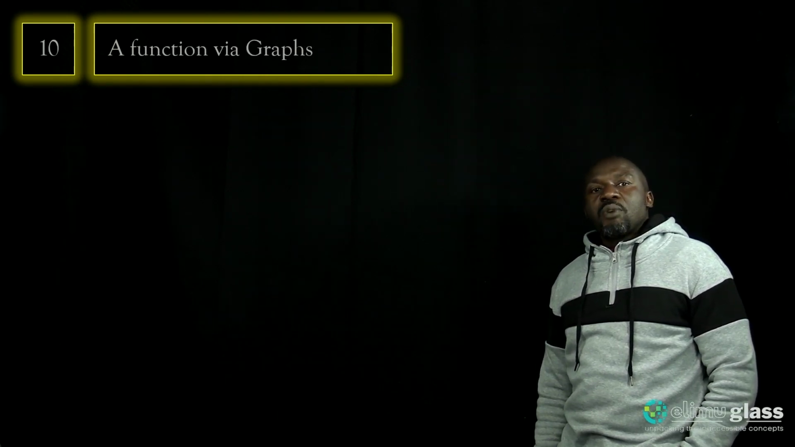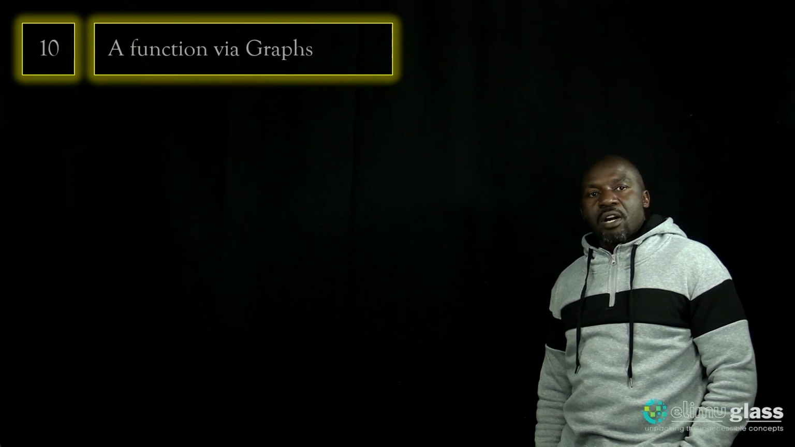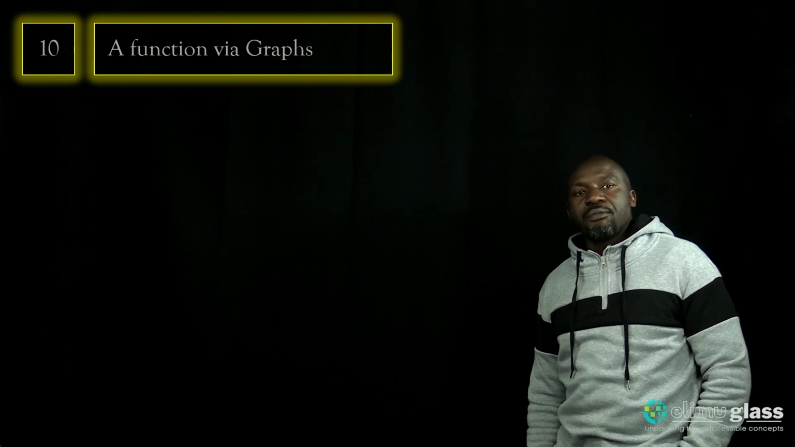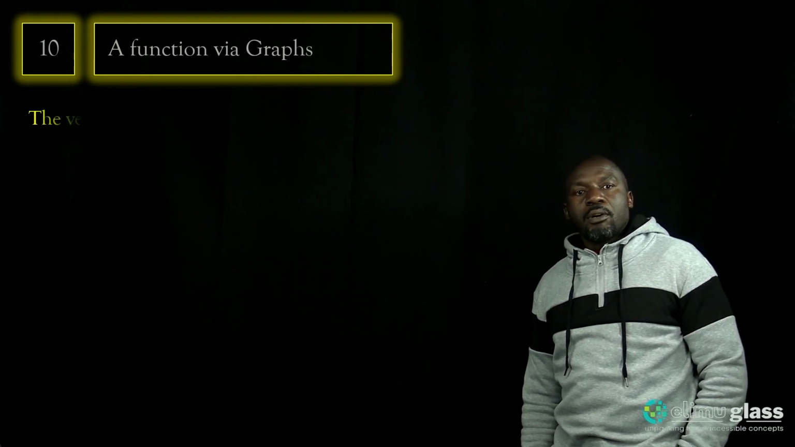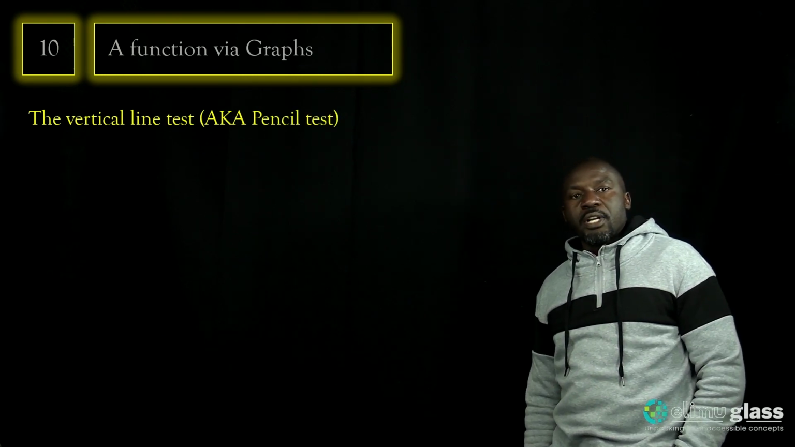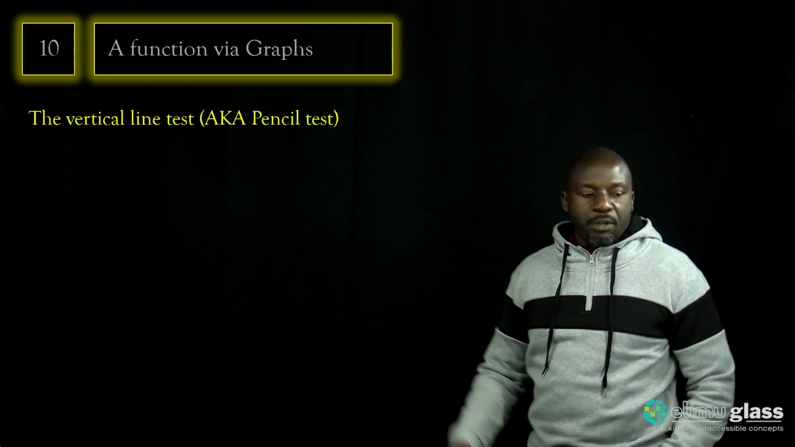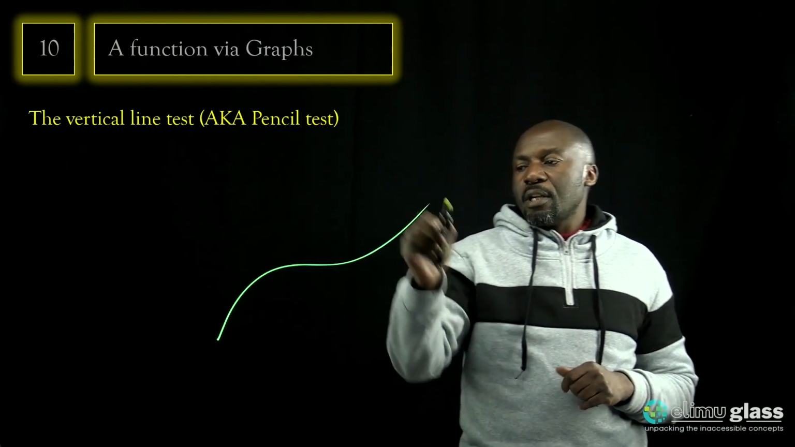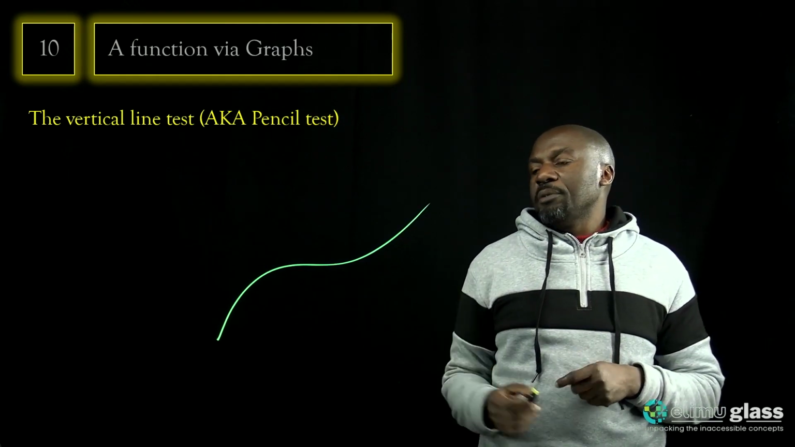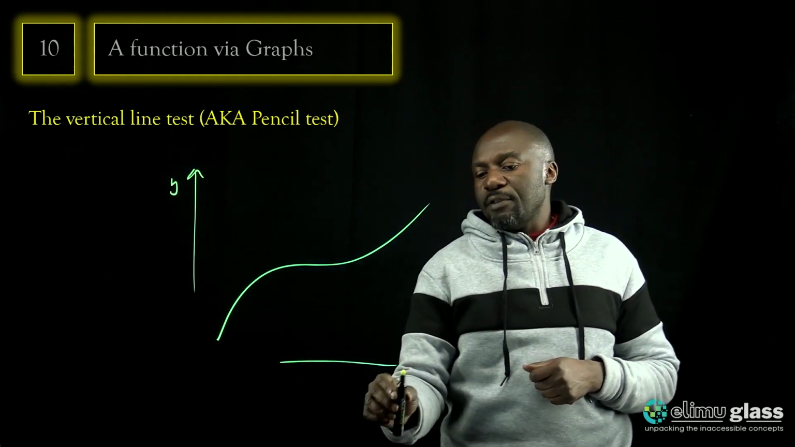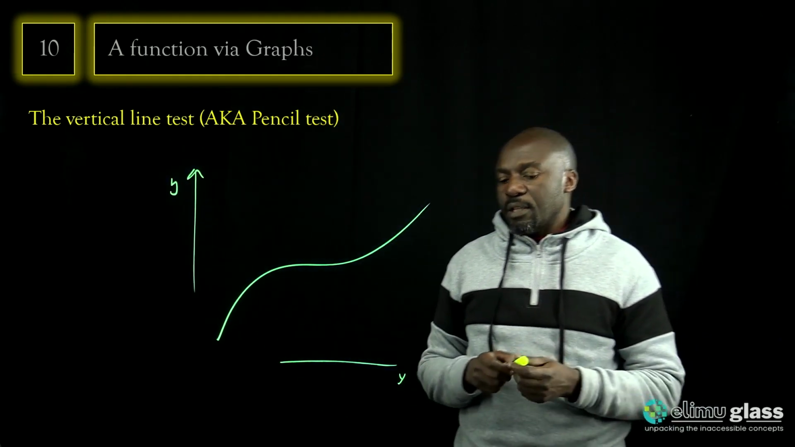Okay, now we want to identify a function from a graph. If we are given a graph, how do we see whether that graph represents a function or not? To do that, we use something called the vertical line test, also known as the pencil test. If you have a curve like this, I'm going to demonstrate this shortly. If this is a curve representing some relation, with values of x and values of y, we want to tell whether this is a function or not.